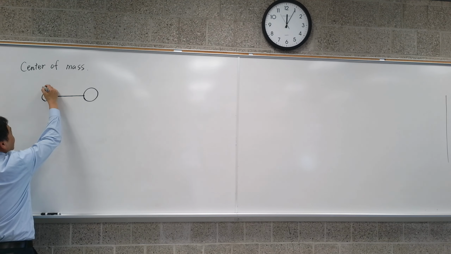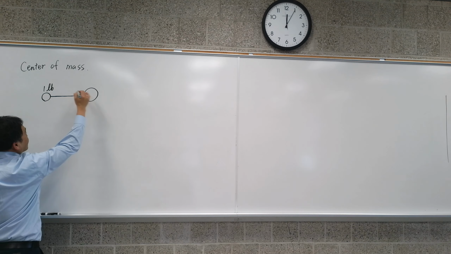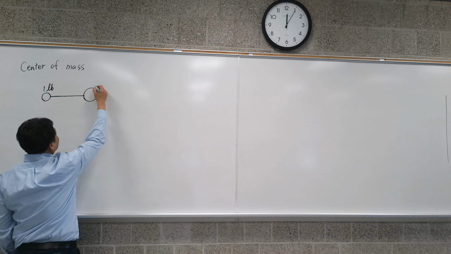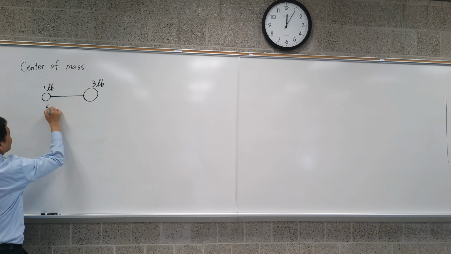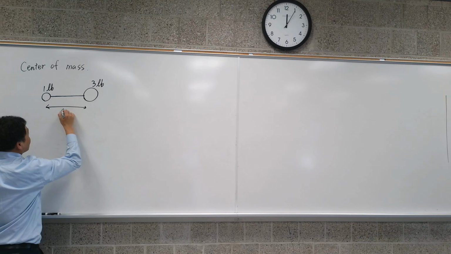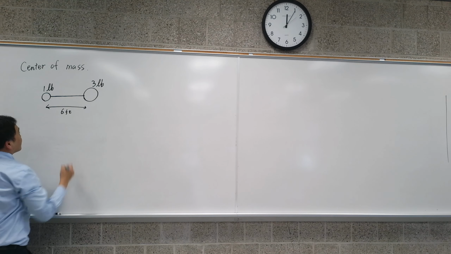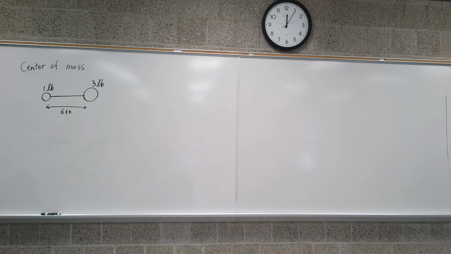Let's say this is 1 pound. Well, let's say this is 3 pounds. And this length is 6 feet. Where is the center of mass located?